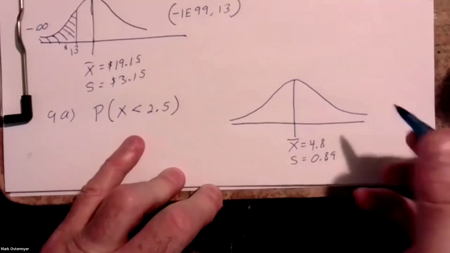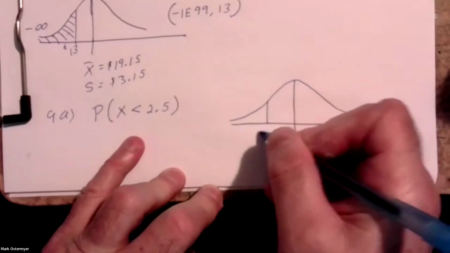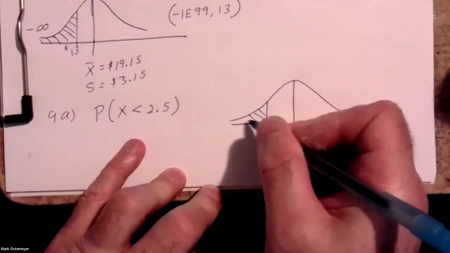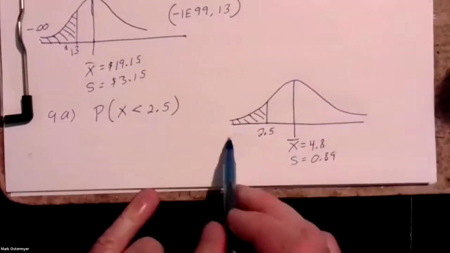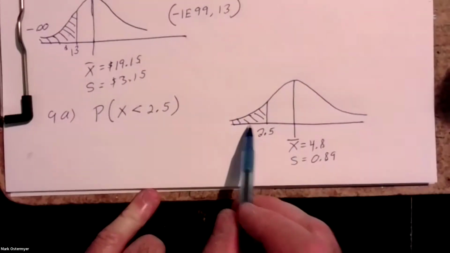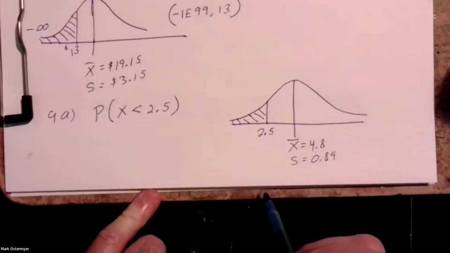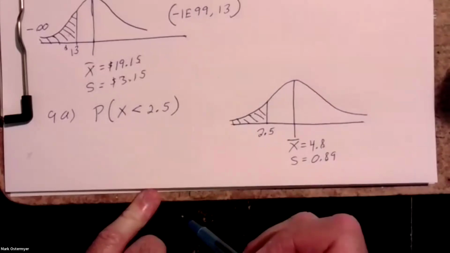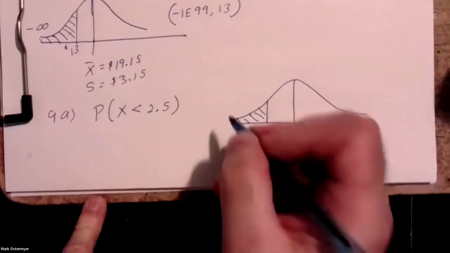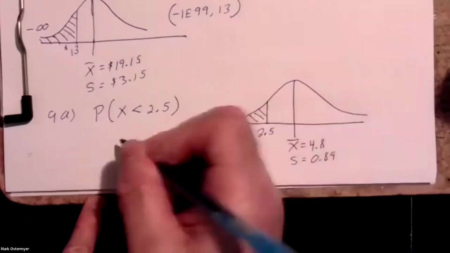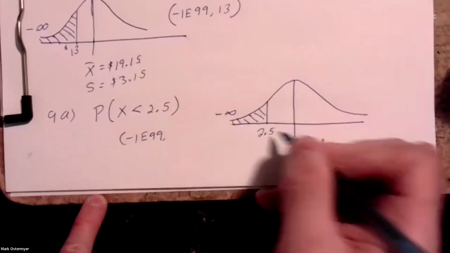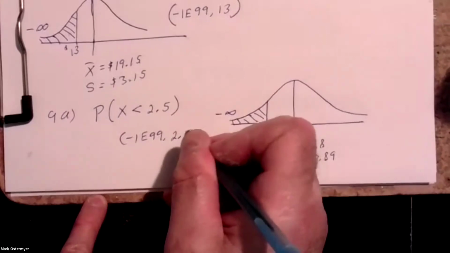So less than 2.5 years would have 2.5 be down here on the horizontal axis. And this probability is really equal to this area. So we're trying to find this area underneath this normal distribution with this mean and this standard deviation. Our lower endpoint of this interval is going to be negative infinity, which is negative 1e99. The upper endpoint is 2.5.